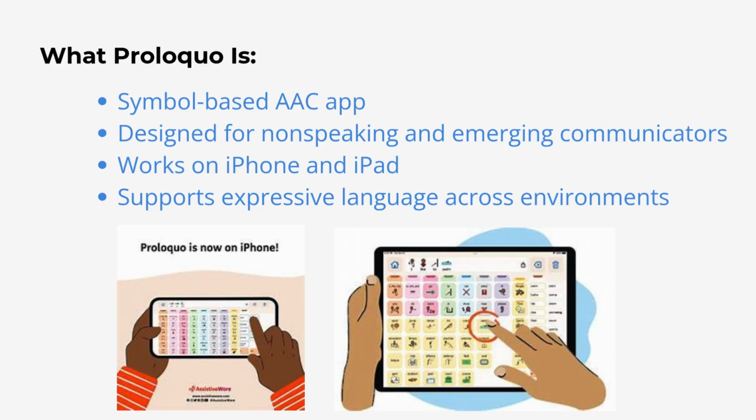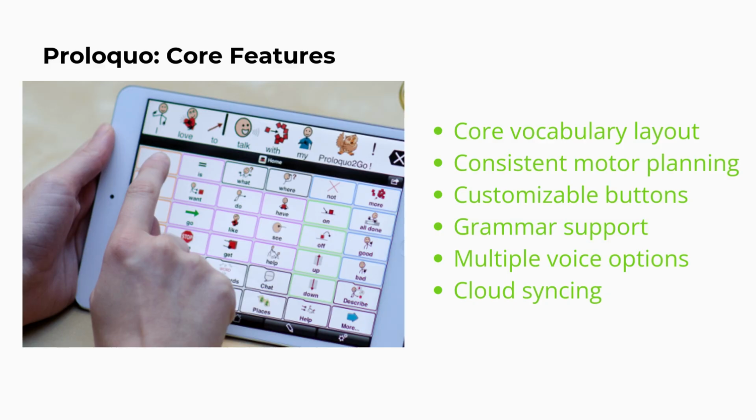Families sometimes need extra training to support communication at home. Device access can also be a barrier for schools with limited technology. These limitations do not reduce its impact. They highlight the importance of practice, exposure, and team collaboration. Proloquo becomes more meaningful when it is paired with intentional classroom instruction.